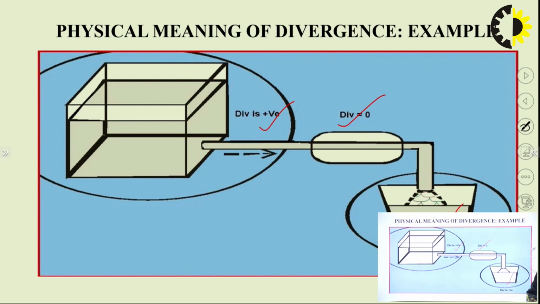We can explain it with the help of the movement of a fluid, right? Suppose in our body the blood is flowing. That is an example of divergence. Suppose our heart is pumping blood and oxygen, and that is an example of divergence for our body.